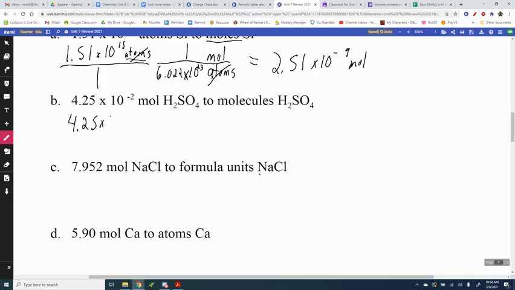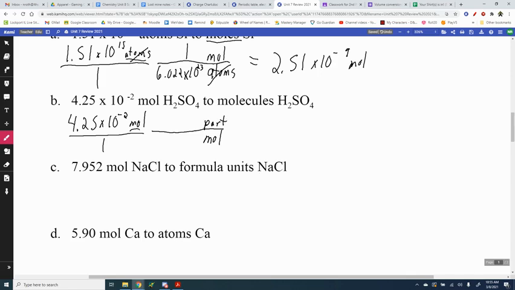4.25 times 10 to the negative 2 moles. Put that over 1. We do our conversion factor. Moles on the bottom so that it cancels out. We are converting to molecules. Remember, our first conversion factor every time is going to moles unless we start with moles. So we're starting with moles this time, so we don't have to convert to moles. So now we can just convert to molecules, which we can call particles.